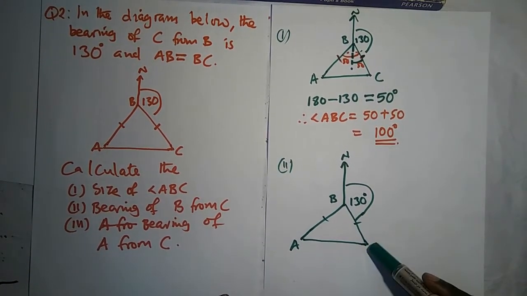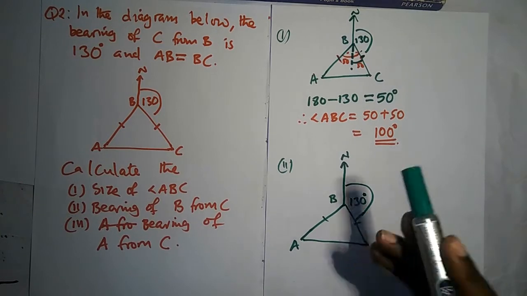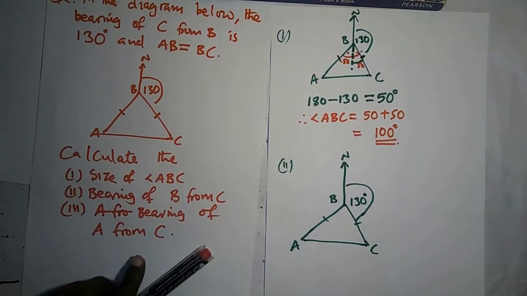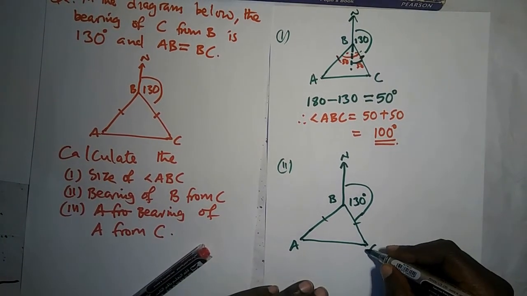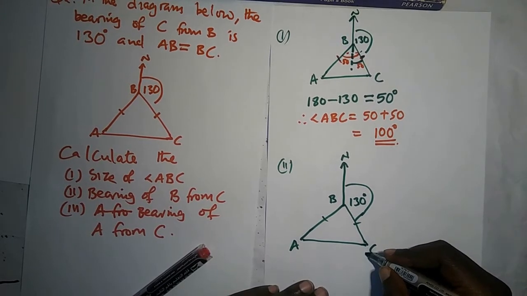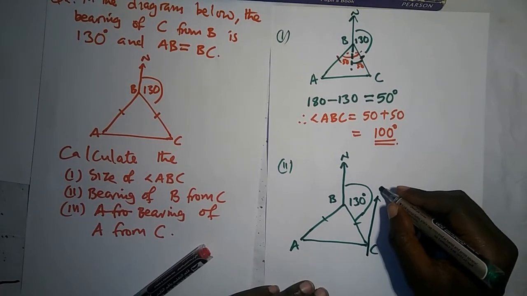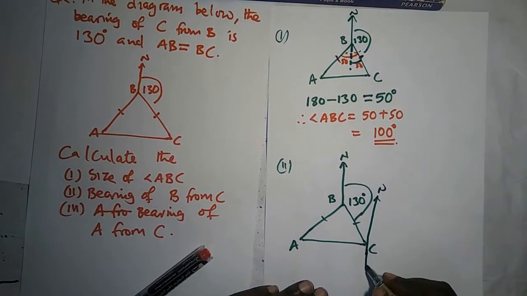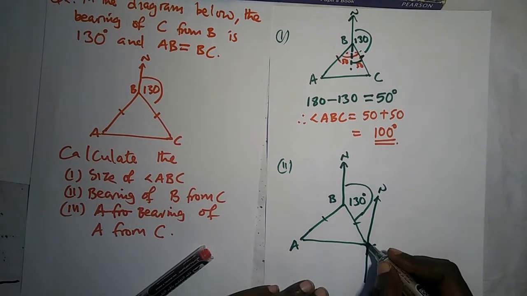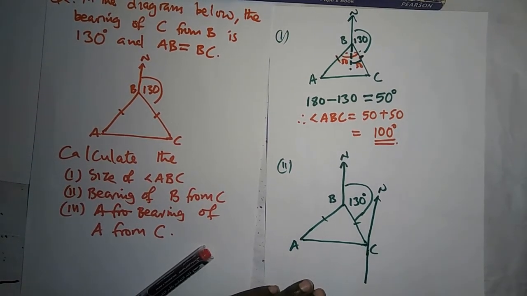So you are going to C, and then at C you are going to draw a north. So we'll come here at C, and draw a north, a line that goes up like that. It doesn't matter how long it is, as long as you draw it here at C. So that is our north.